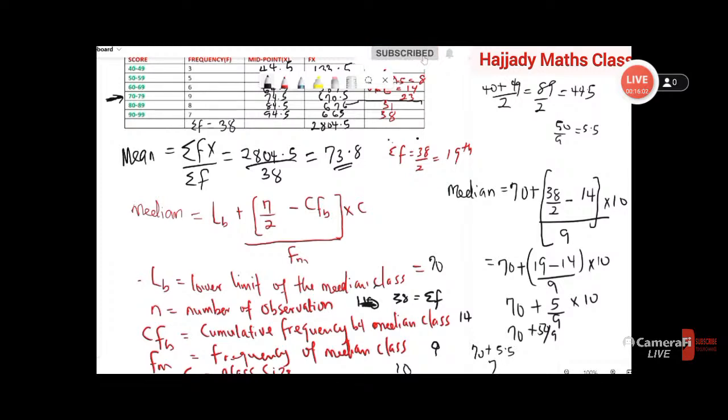And finally, our answer is going to be 75.5. So this is our final answer. One thing you will observe with the median is that the value you are going to get here as the median value must fall within this range from 70 to 75. If it falls outside this range, it shows that your answer is wrong. So you can see that the median class is somehow greater than the midpoint, which is 74.5.